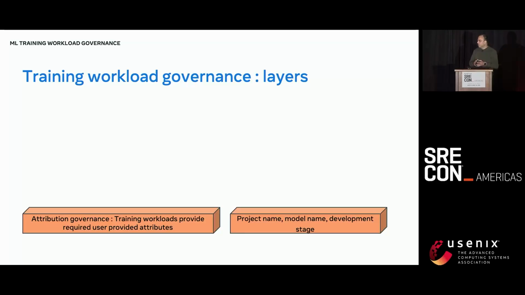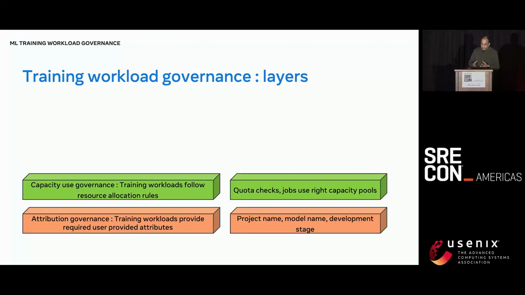These attributes are very key to observability. Not only do they provide dimensions on which you can do analysis of your ROI, but they are also the foundational layer with which you build the other governance rules.